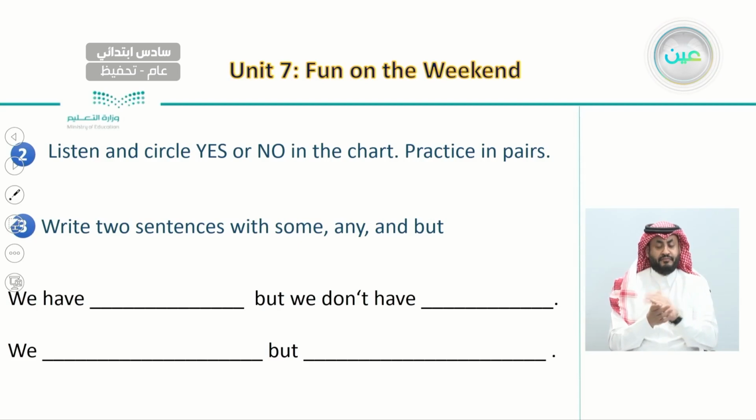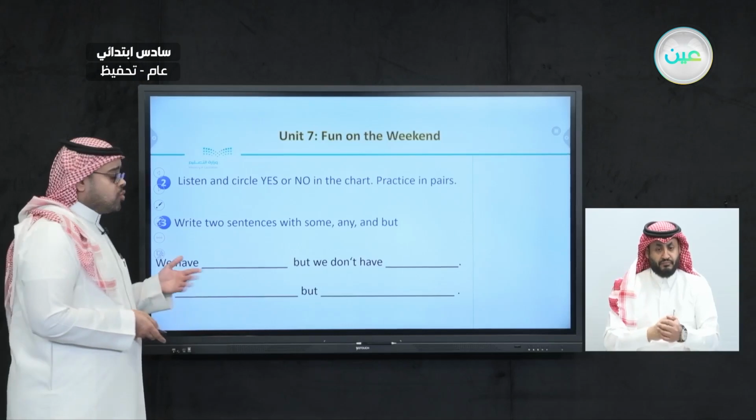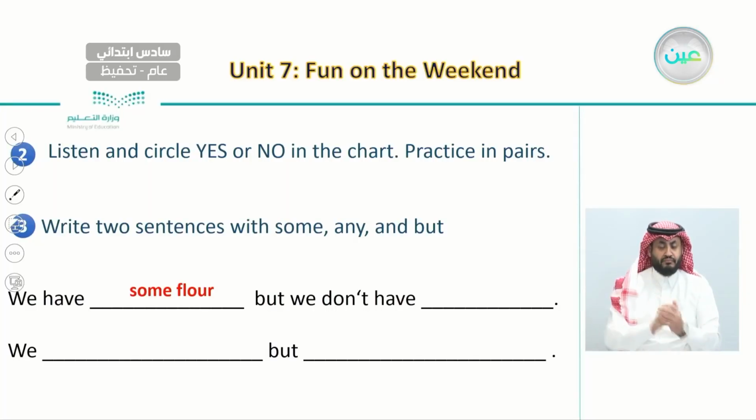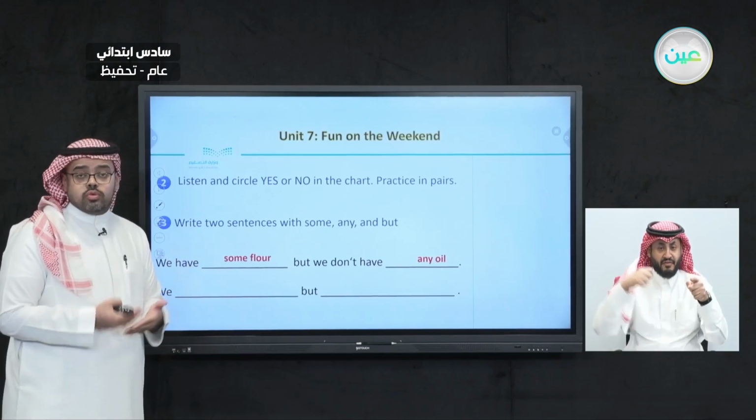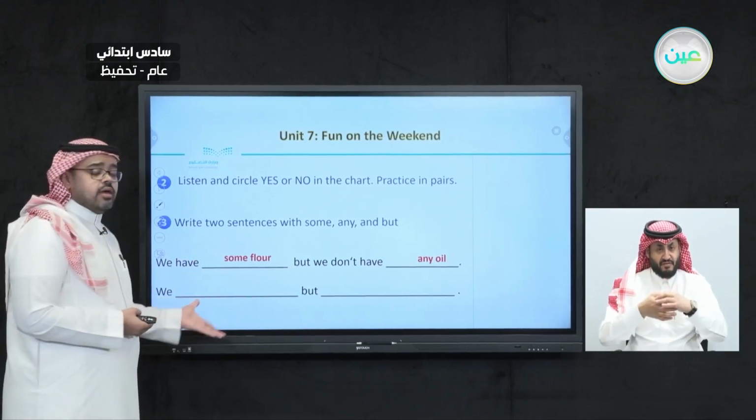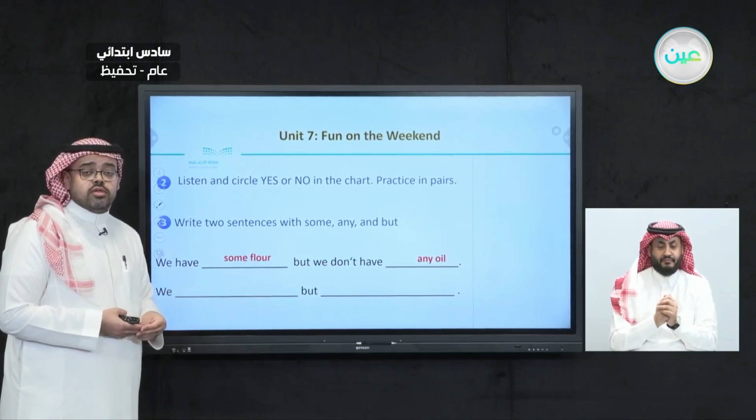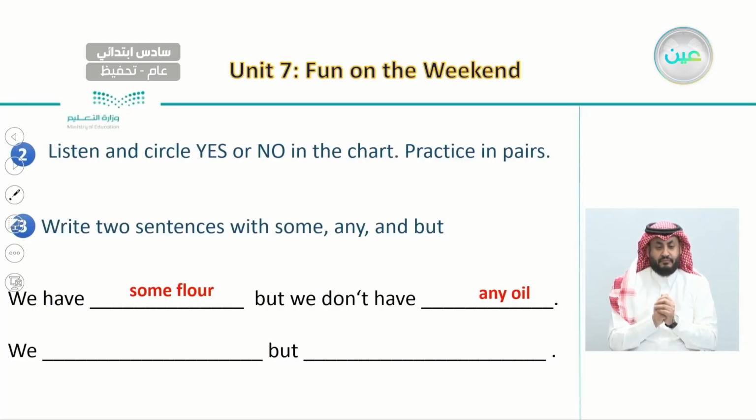Now let us move on to number 3. Here what I would like you to do is to write 2 sentences with some, any, and, but. So here we did listen to the conversation when the woman said that we have some flour but we don't have any oil. So what I would like you to do is that when you practice this table with your partner, you write down sentences like this. For example, you may say that we have peppers but we don't have any oil, or we have some tomatoes but we don't have any flour.